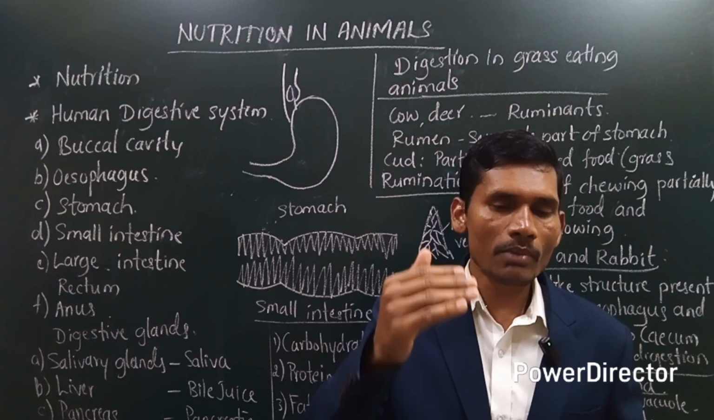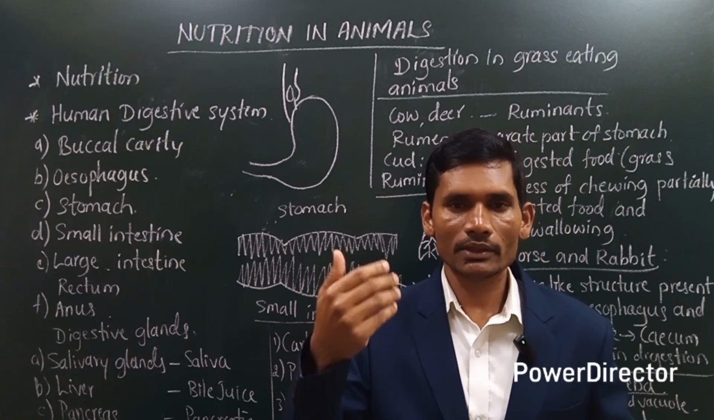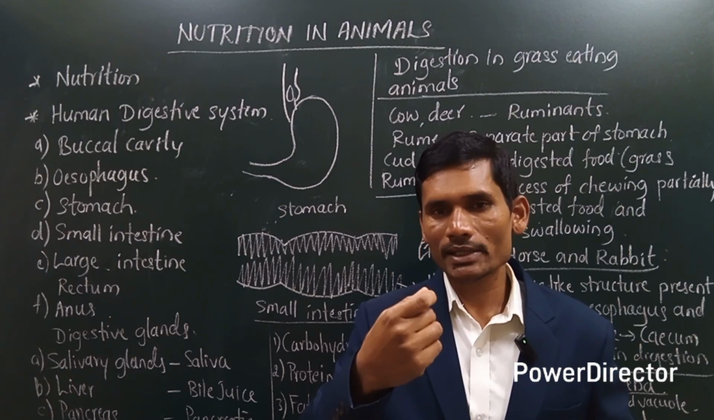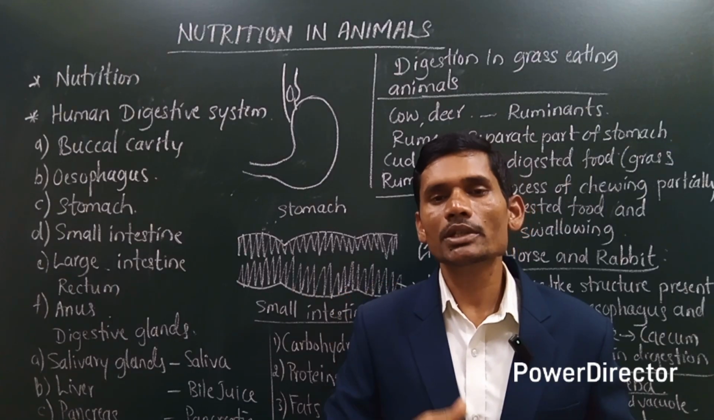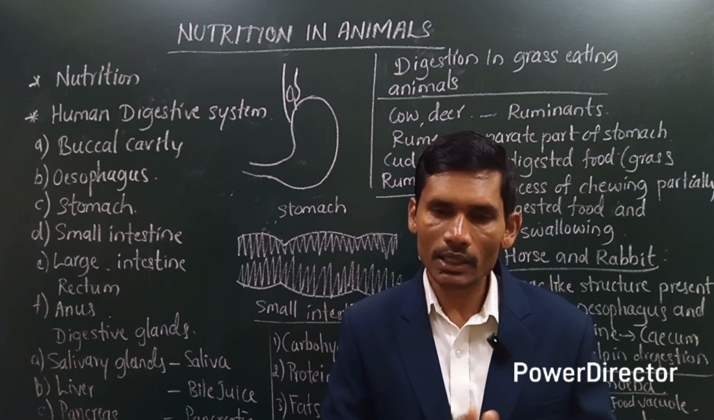Incisors help to bite and cut the food, right? Just for biting and cutting the food. And canines to pierce and tear, right? Next, molars and premolars help us to chew and grind the food. Okay, these are different types of teeth.